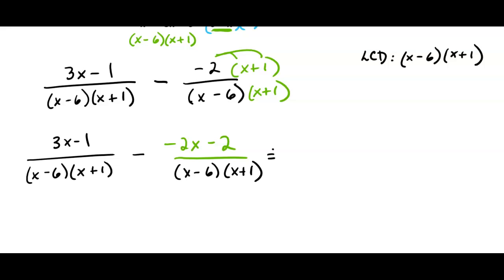Okay, but now I have to subtract the numerators. So the first numerator is going to stay the same, 3x minus 1. But now I'm going to have to distribute again with a minus sign. So I'm going to get plus 2x plus 2. So think of this as being in parentheses.